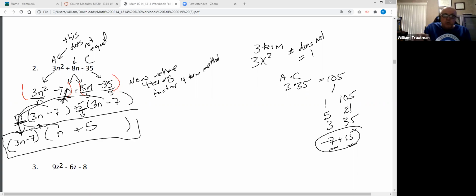By the way, if you FOIL this and combine like terms, you're going to end up right back where we began.